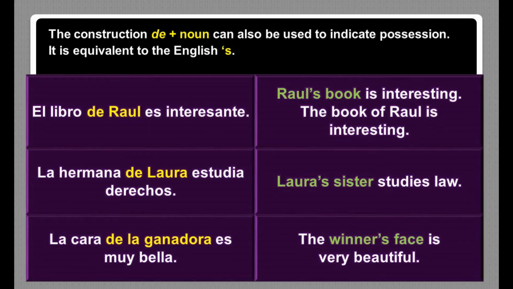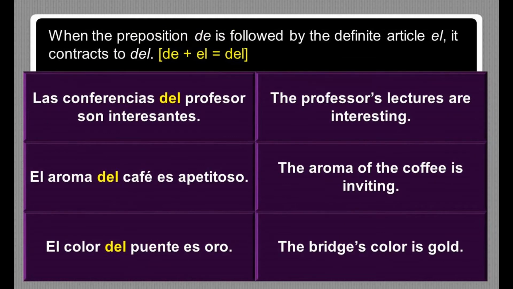The winner's face, la cara de la ganadora. The winner's face is very beautiful. La cara de la ganadora es muy bella. When the preposition de is followed by the definite article el, it contracts to del. De plus el equals del. So del profesor is the professor's, that's professor apostrophe S, or of the professor. So to say the professor's lectures are interesting, las conferencias del profesor son interesantes.